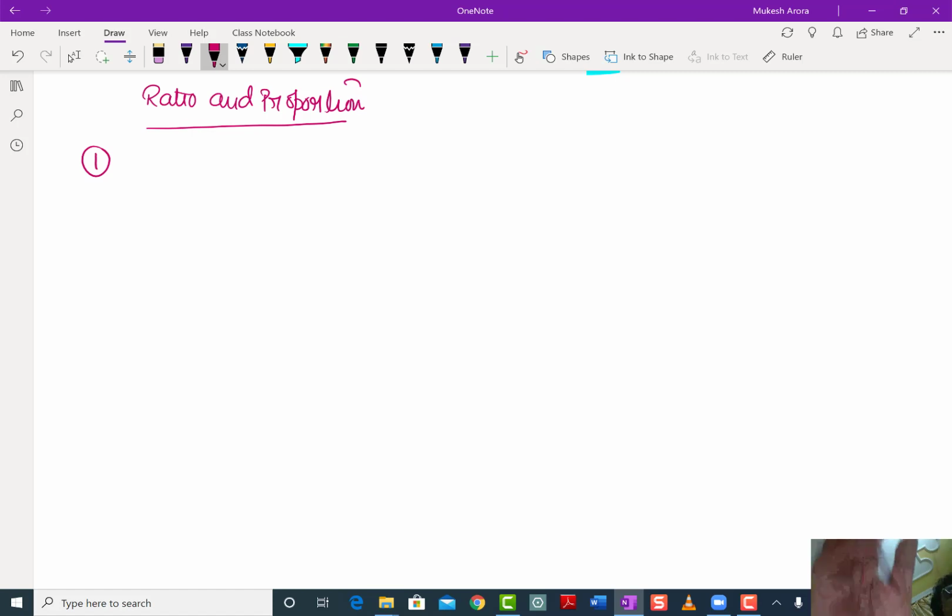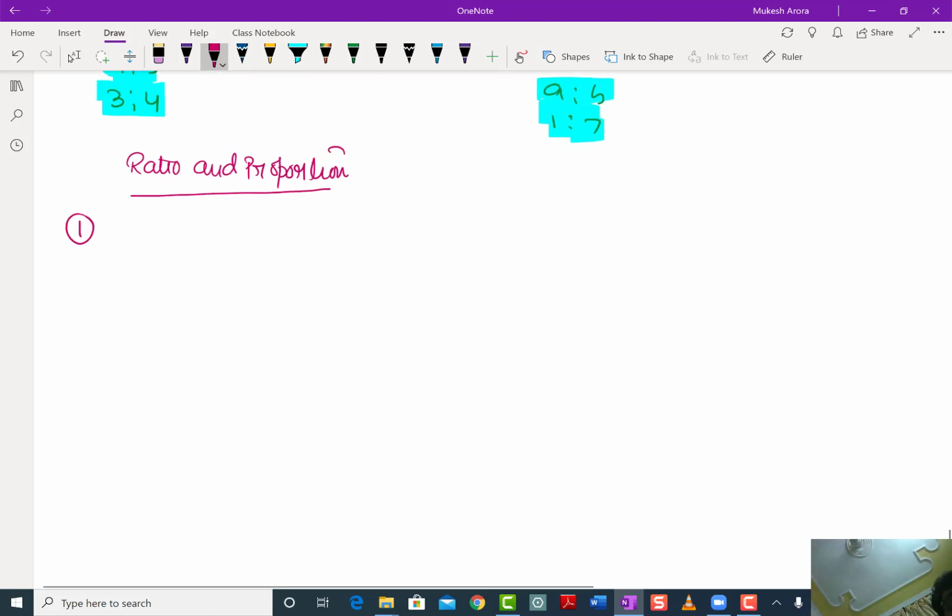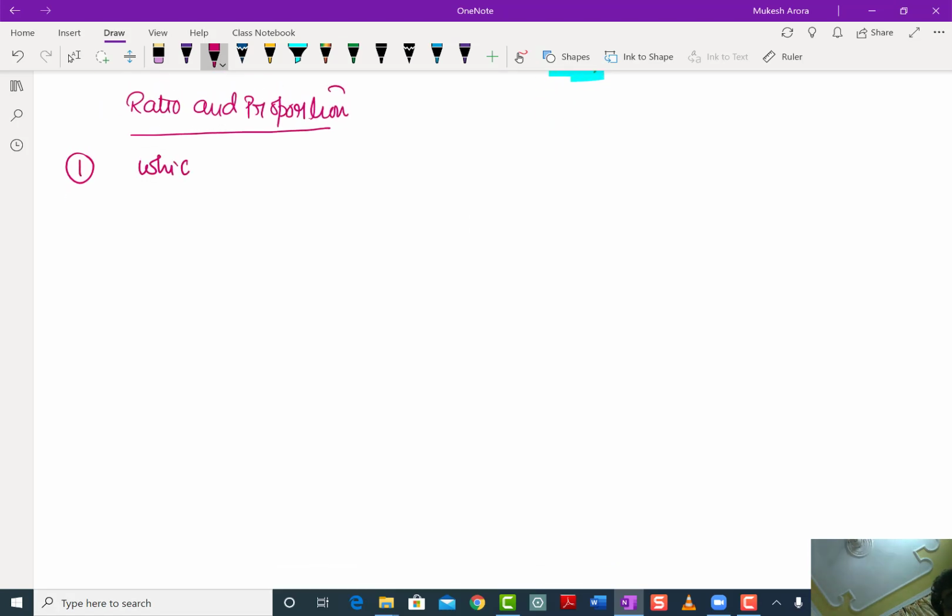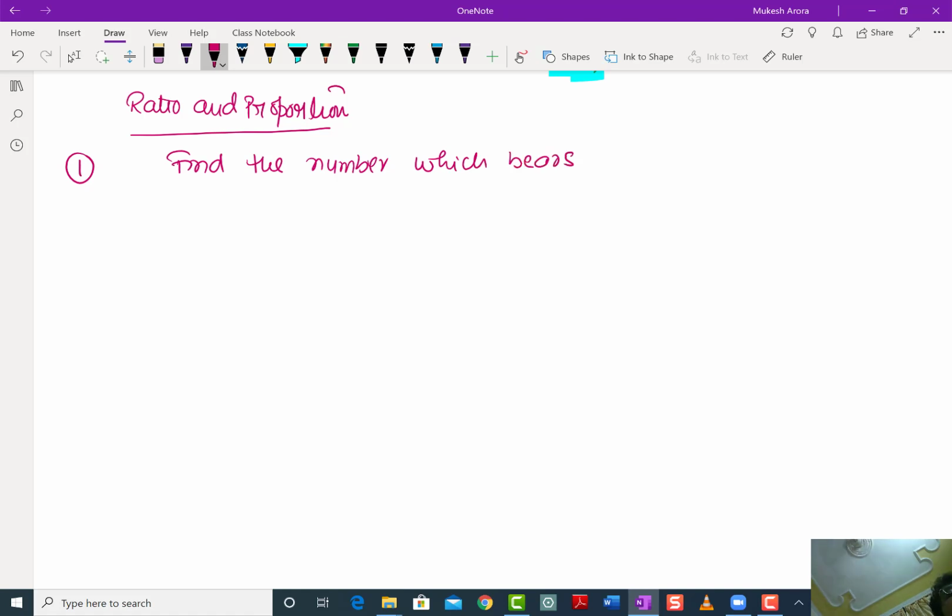Find the number which bears the same ratio to 7 by 33 that 8 by 21 does to 4 by 9. Meaning, we have to find which number.